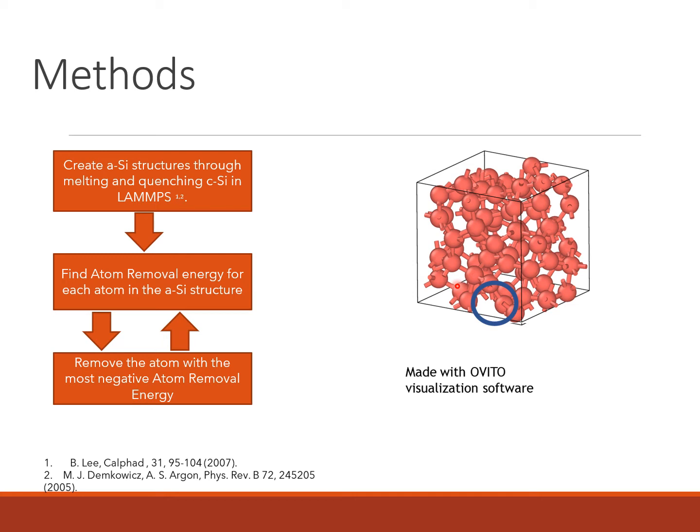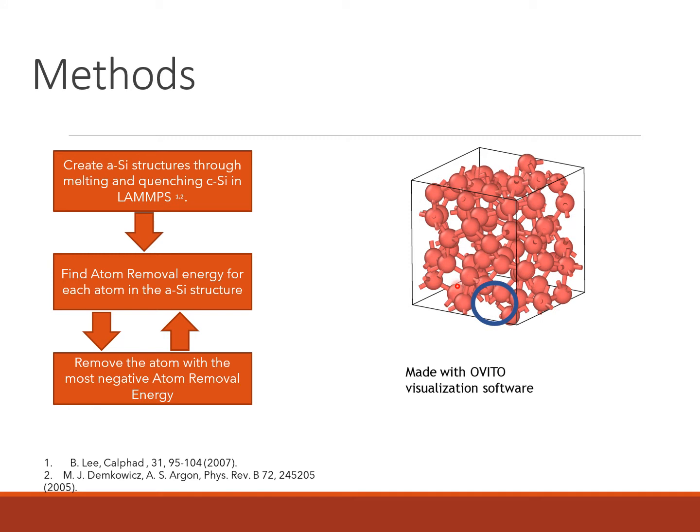We select the lowest atom removal energy from that list, and we remove that atom from the structure, and that becomes our new input, and we repeat this process. We do this to get a sense for what happens as we remove atoms from the structure. And what we're hoping to see is, do the negative vacancy formation energies dissipate, or what happens?